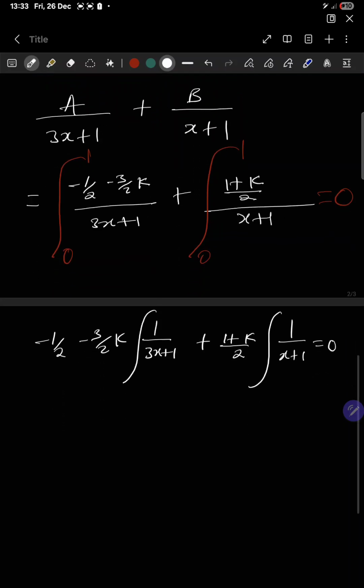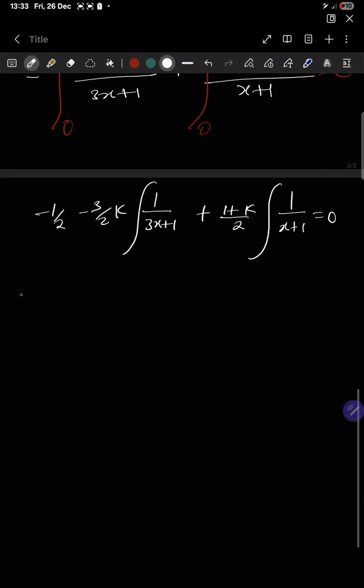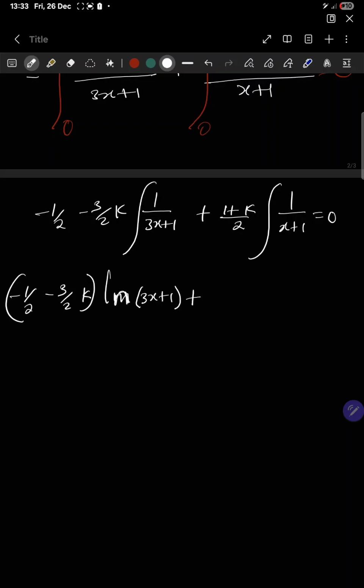So by doing so, you are going to have the negative 1 over 2 minus 3 over 2k. Integrating 1 over 3x plus 1 is going to give us natural log. This one is a constant, so integrating that is natural log of 3x plus 1. Then plus, you also keep the constant, which is 1 plus k over 2. Integrating 1 over x plus 1 is natural log of x plus 1, and equate that to 0.